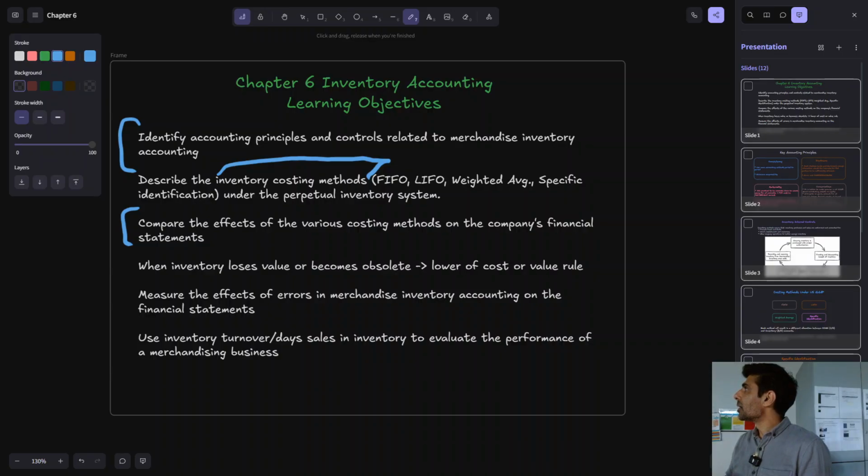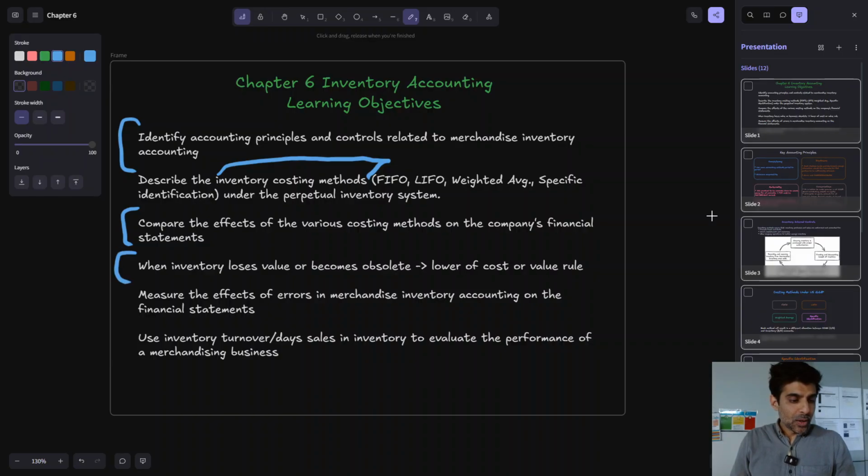I think we've seen it. I can't think of any others off the top of my head, but you have some choice in your accounting method, and based on that choice, and again, there's no right or wrong answer, you're going to change what your financial statements say. So we're going to talk about how the choice of this inventory costing method will change your financial statements.